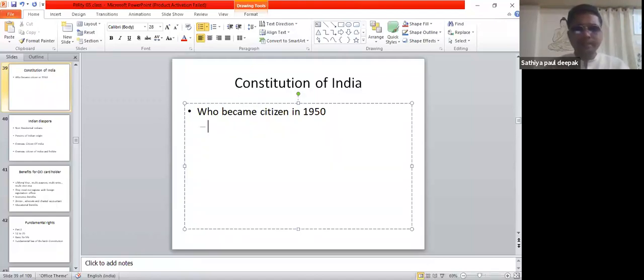What are the criteria? Domicile. Okay, domicile. And the next point is registration. Registration. And then migration.